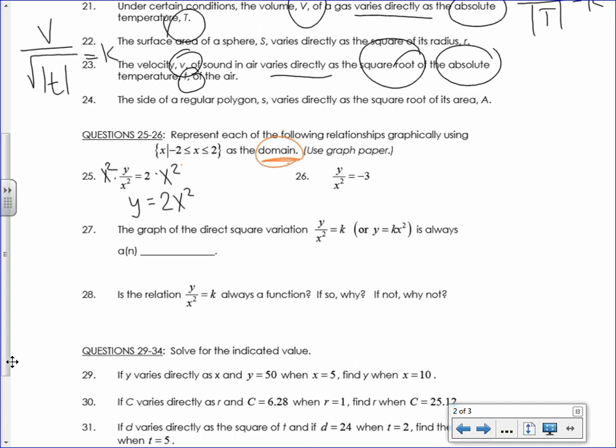And then it asks, what is this? The graph of a direct square. Well, if we look here, that is always going to have a square in it no matter what number we throw in for k. So that is always a parabola. Or you could say a quadratic.